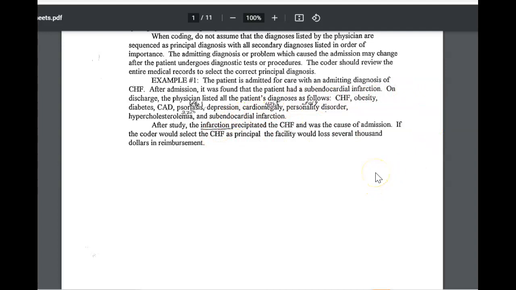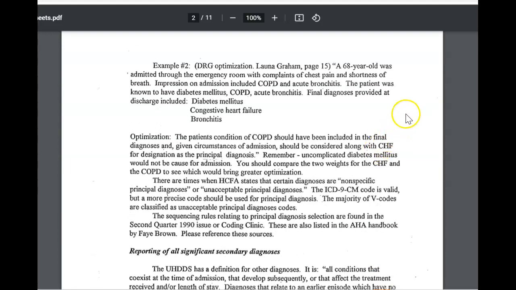But after study, the infarction precipitated the CHF and was the cause of the admission. If the coder selected CHF as principal diagnosis, the facility would lose several thousands of dollars in reimbursement. Now we're looking at DRG optimization. Remember, DRG optimization, principal diagnosis.